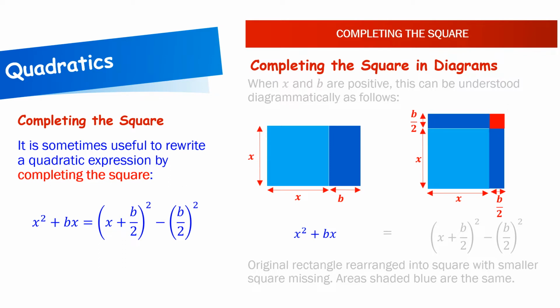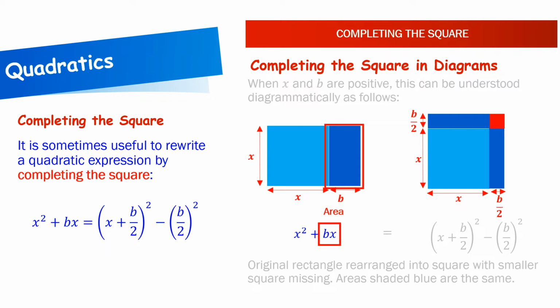This is expressed as x squared plus bx equals x plus b over 2 all squared minus b over 2 all squared. Now, how did we get this expression? We can see this by looking at the two rectangles on our screen on the left-hand side. We have a shape which is a square next to a rectangle. The area of this shape is x squared, as shown, plus b times x.